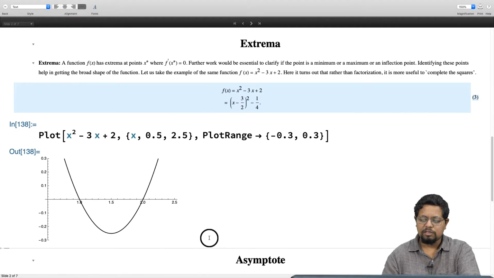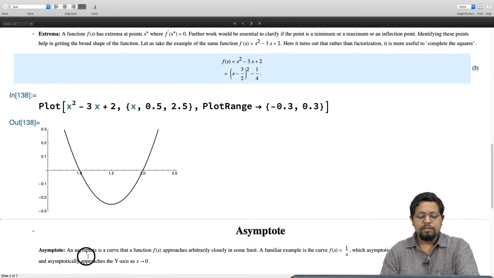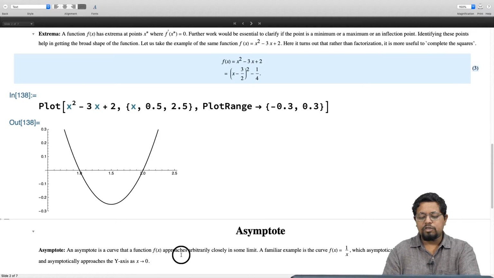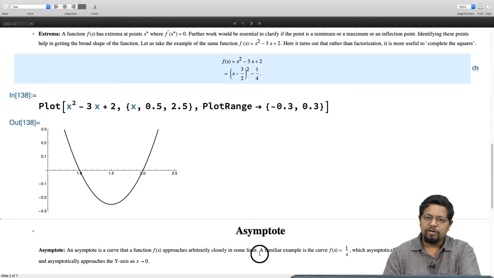Similarly, asymptote is also a property of a function. An asymptote is a curve that a function f of x approaches arbitrarily close in some limit. For example, x goes to infinity, x goes to minus infinity, or x goes to 0. What happens to f of x in that limit? That is called asymptote. Asymptote is a line which f of x approaches when x becomes arbitrarily close to some limit.